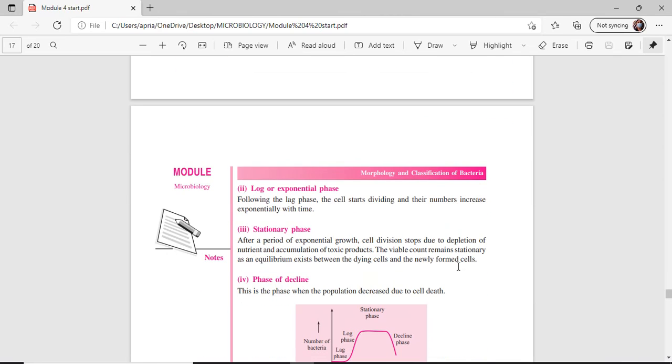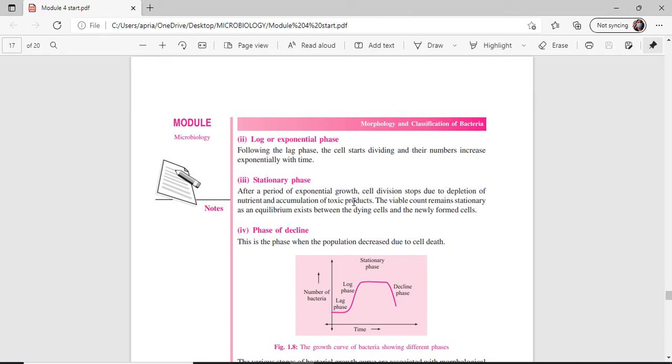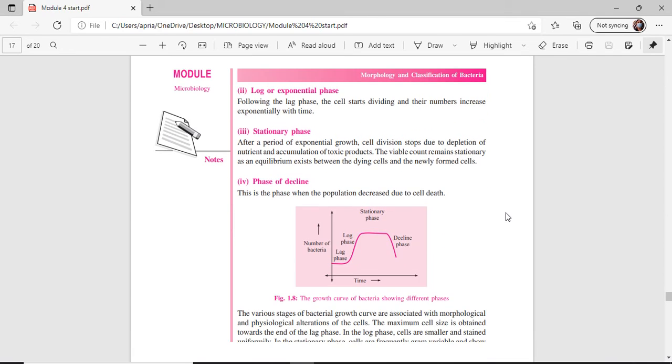Next is your stationary phase. Okay, period of exponential growth, cell division stops due to the depletion of nutrients. Na use up na nila ang pagkaon nga ara sa imong medium and accumulation of toxic products. Dinhalin na mga toxic products, halin man sa mga bacteria or mga microorganism nga byproducts, mga waste products mismo sang microorganism. The variable count remains stationary as an equilibrium exists between the dying cells and the newly formed cells.